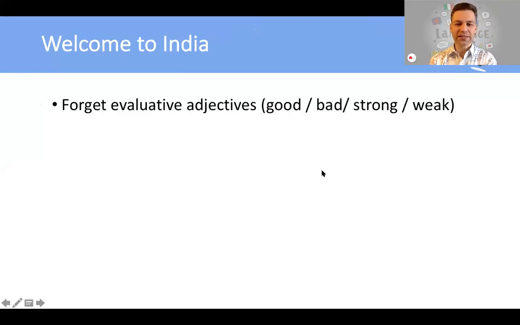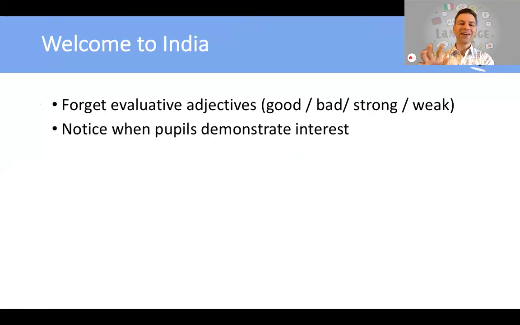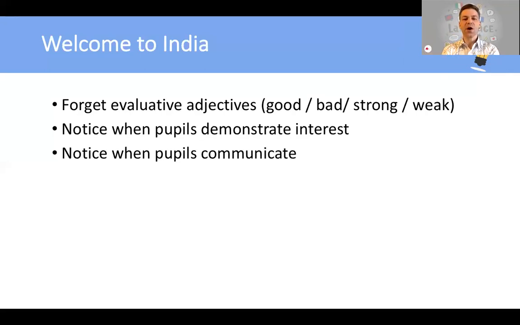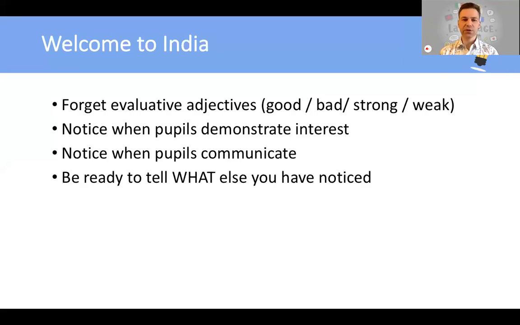And while watching the lesson, I want you to focus on a couple of things. First, I want you to avoid judgmental phrases: good, bad, strong, weak. Don't worry about evaluation so far. Instead, notice when pupils demonstrate interest, and this would be a real school lesson. And secondly, apart from interest or motivation, I want you to notice when pupils actually communicate naturally in English. And one more thing, be ready to tell what else you've noticed.